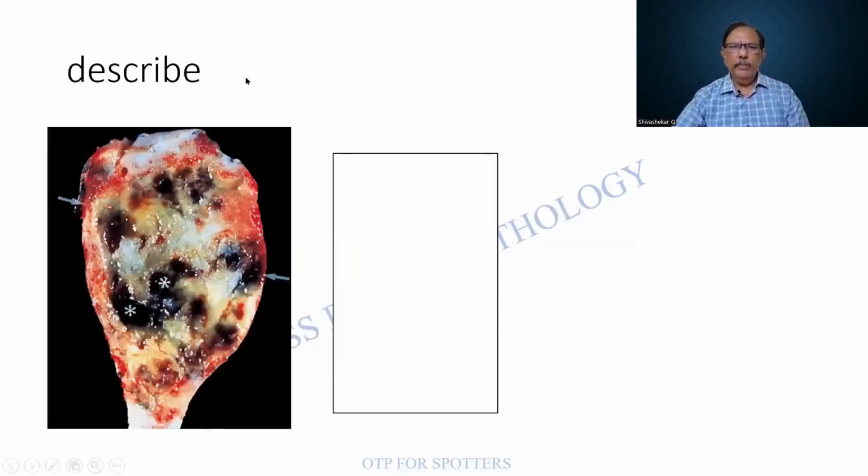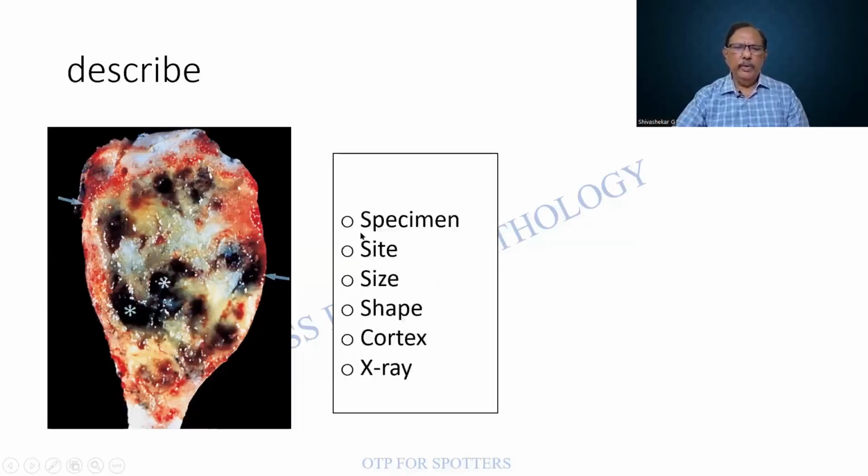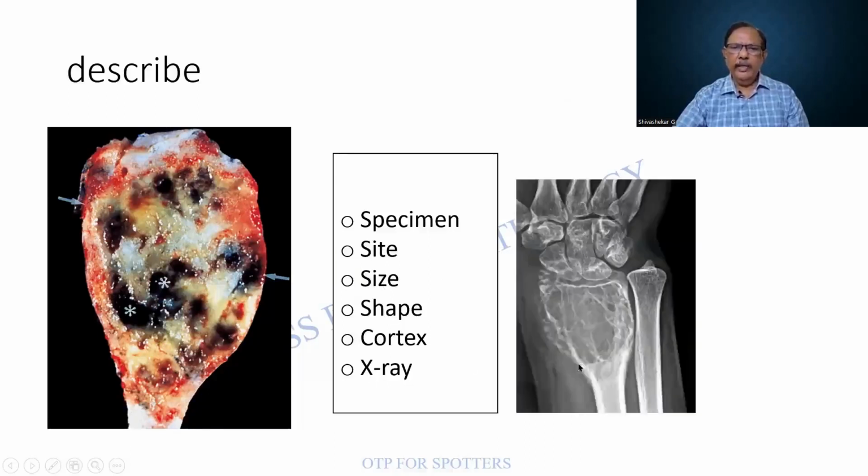So I would like you people to describe this particular specimen. So here it is somewhat looking like a normal bone, but it is showing an expansile club-shaped lesion. There are areas of hemorrhage and the normal bone is getting thinned out in the periphery. So you people will have to describe the specimen. What is the site? It is at the end of the long bone, which means it is epiphysis. Size and the shape, it is club shape. Cortex, thinned out. X-ray will be showing something like this.